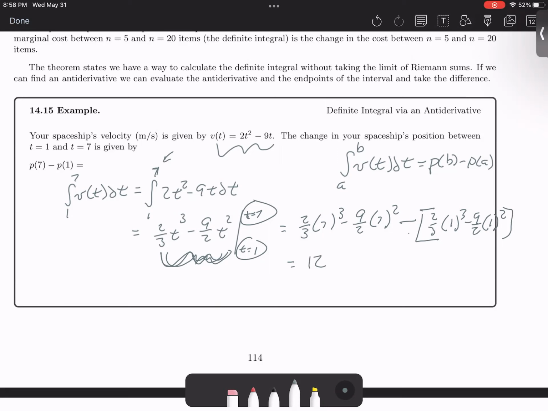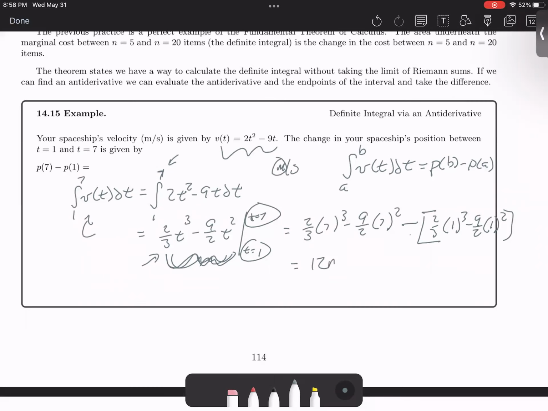So notice that whenever we went from velocity, a rate, to our position function, we went up by a power. So instead of meters per second now, it's just measured in meters. Right, that's the change in your position. You traveled 12 meters between time is equal to 1 and time is equal to 7.